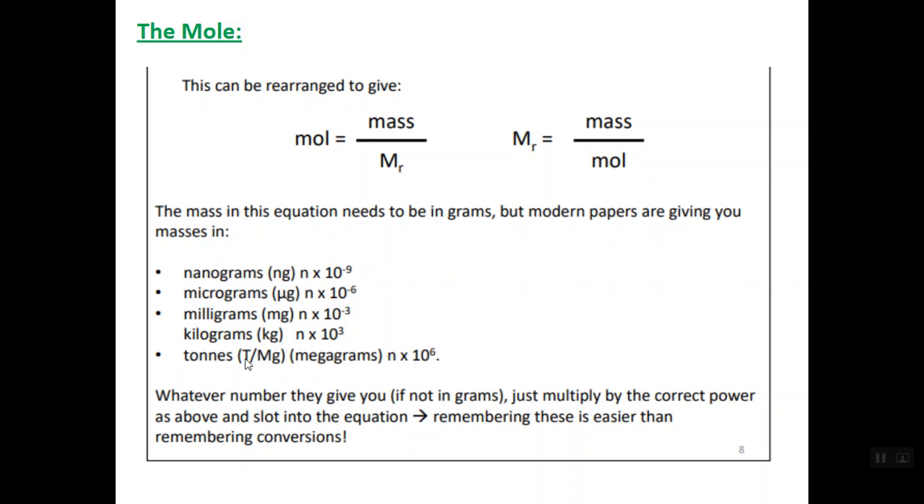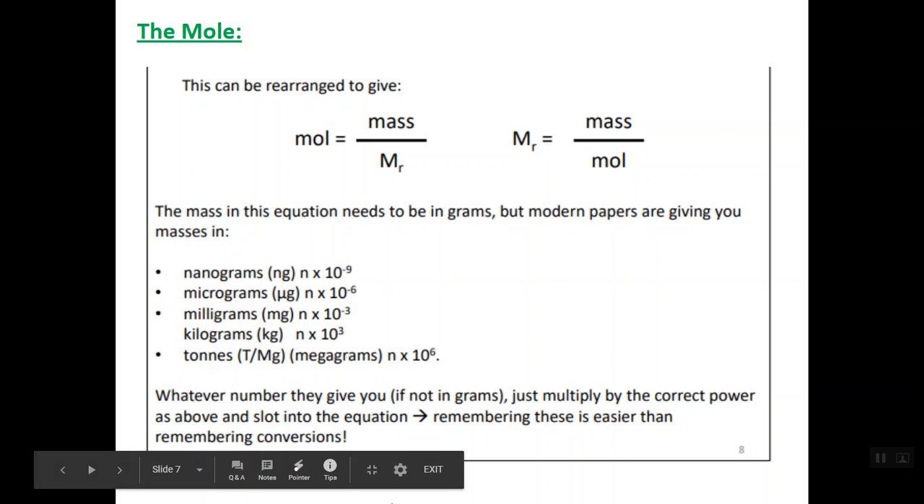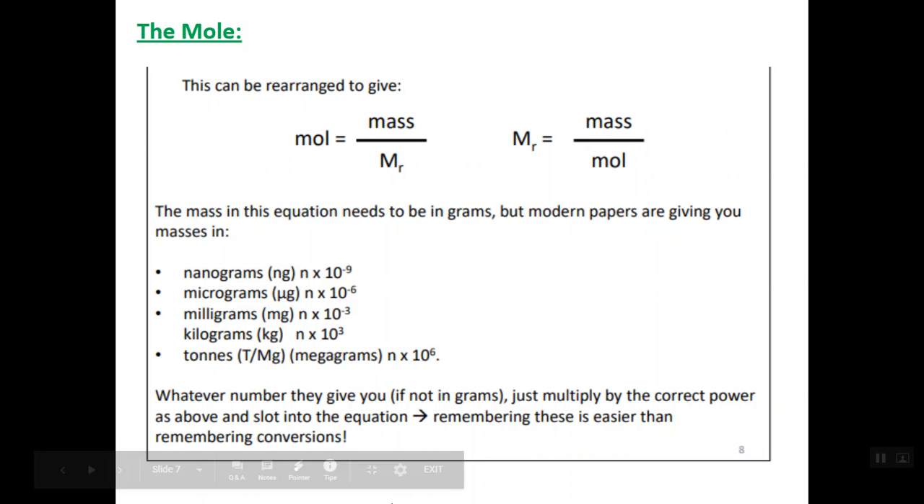If you are aiming a little bit higher and you're looking at getting grades 7s, 8s, 9s, even 6s, then you might want to read a little about these and see how you convert them. But whatever number they give you, if it's not in grams, just multiply by the correct power as above and slot it into the equation. You should know a little bit about conversions from maths, but if you type these in and look them up, you will find some answers for those as well.